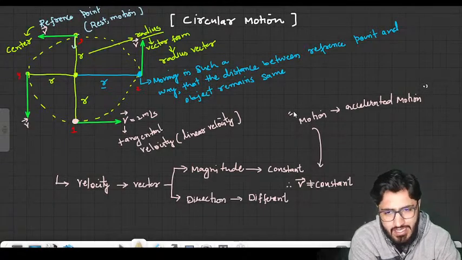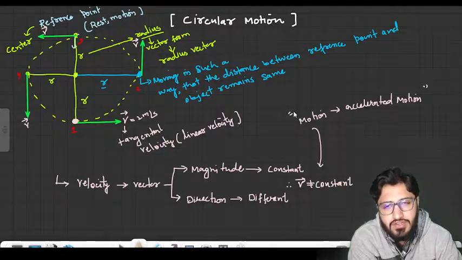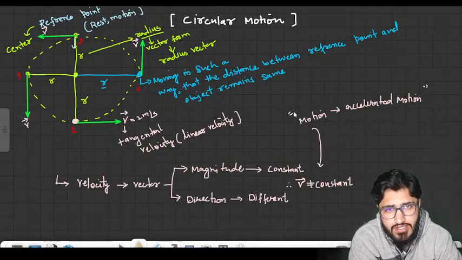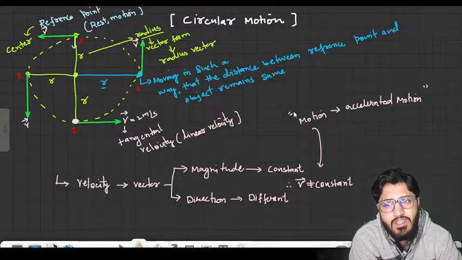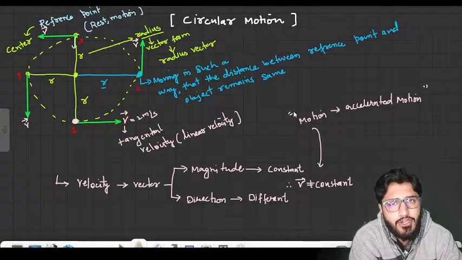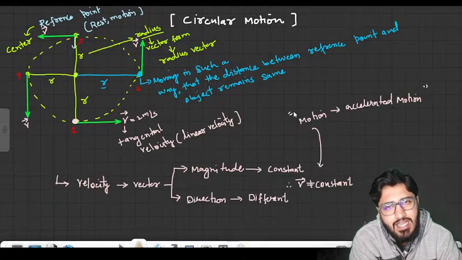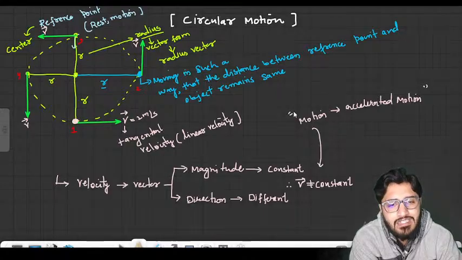Very easy to understand. Why is circular motion accelerated motion? Because velocity is not constant. Why is velocity not constant? Because at any instant of time, the direction is changing. If direction is changing, that means my velocity is changing. If velocity is changing, that particular thing is known as accelerated motion.